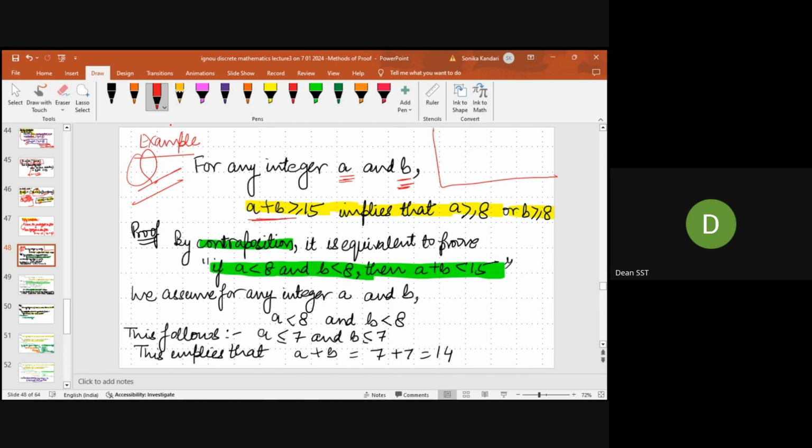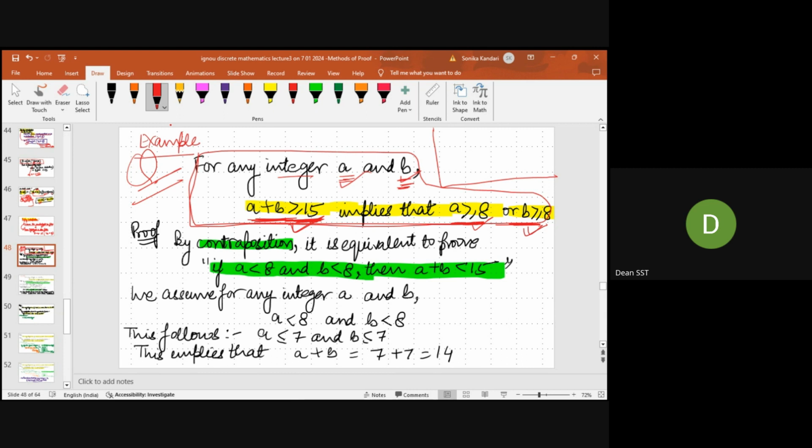For any integer A and B, A plus B is greater than or equal to 15 implies that A is greater than or equal to 8 or B is greater than or equal to 8. We have to prove this. Have you understood the question, class? Yes. This is the question.